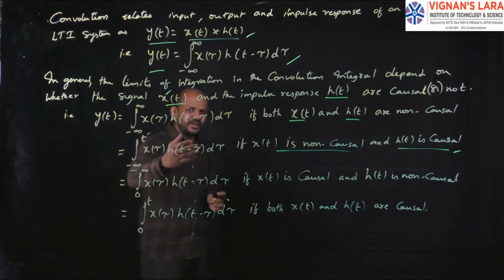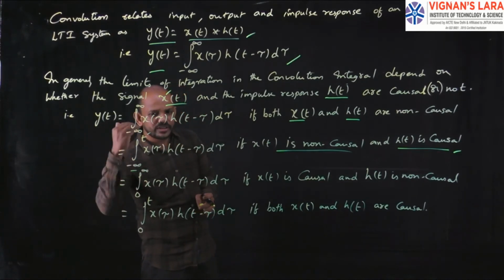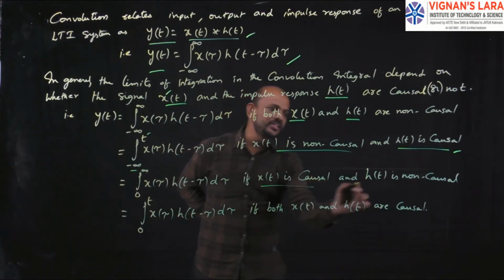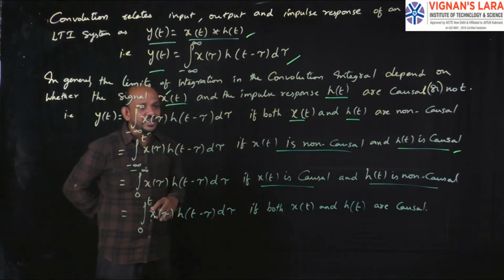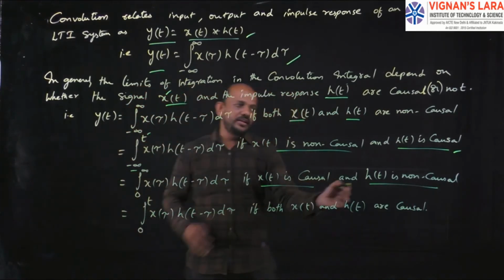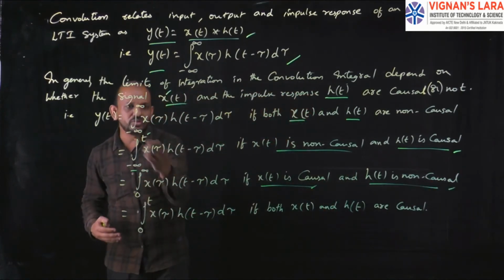Okay, and next the limit changes to 0 to infinity if x of t is causal and h of t is non-causal. X of t is causal and h of t is non-causal. So the limit changes from 0 to infinity.